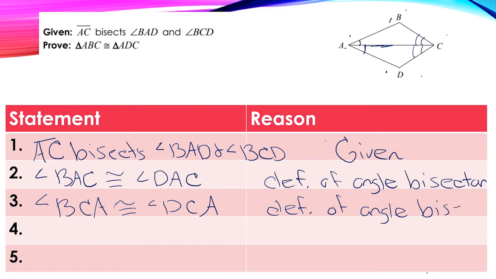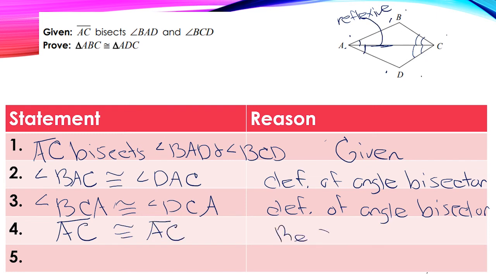All right. So we have two pair of congruent angles, and so we need one more statement and reason, because we need three to use one of our theorems. And what do we know right here? We have the reflexive property, because that is the same line that each triangle shares. So we could say that AC is congruent to AC, or CA, and that is the reflexive property.